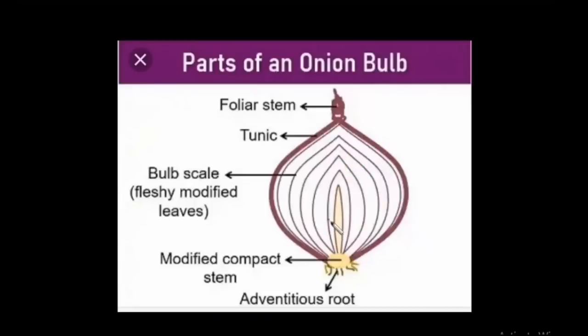We call it fleshy modified leaves because when this outer coating, which is called the tunic, scales off, the next layer of the bulb scale becomes the tunic, and that is why we call it the fleshy modified leaves. And then at the top here we have the foliar stem. So that is about the onion bulb.